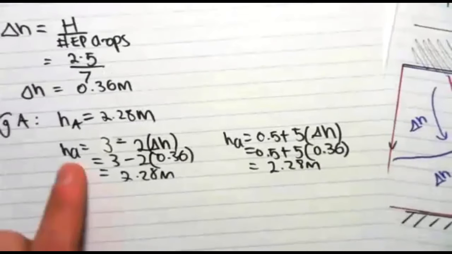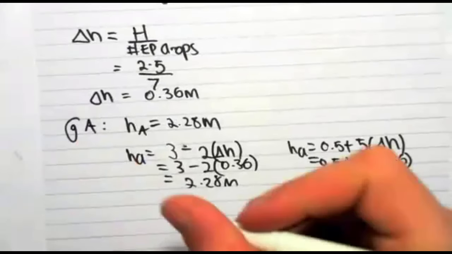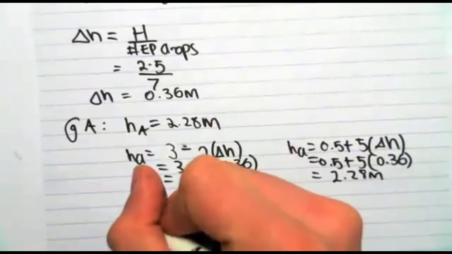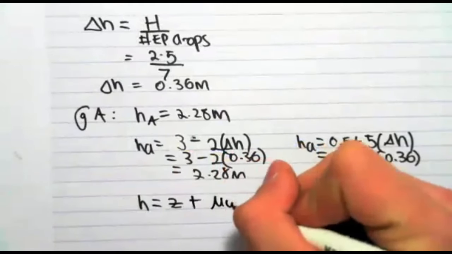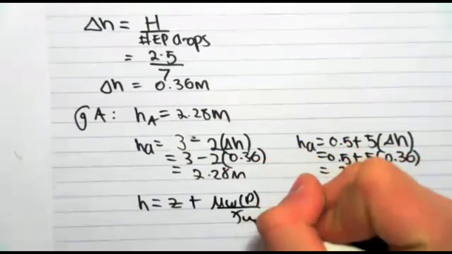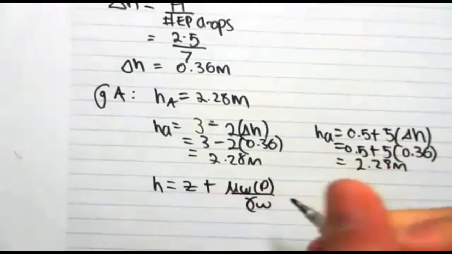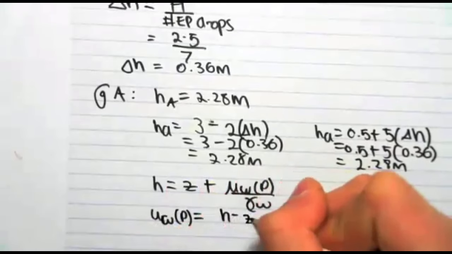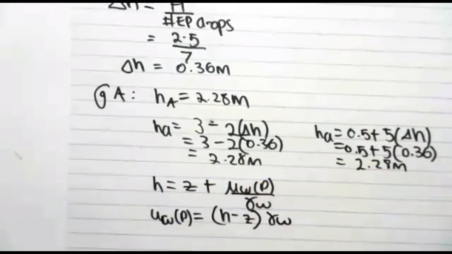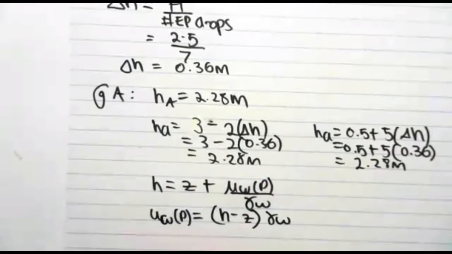So now that we know the head at A, we can find the pore water pressure at A. We know the formula: head equals Z plus pore water pressure over gamma W. We can rearrange this equation to get pore water pressure equals h minus Z, all times gamma W. So all we need is this Z term. So what is Z?